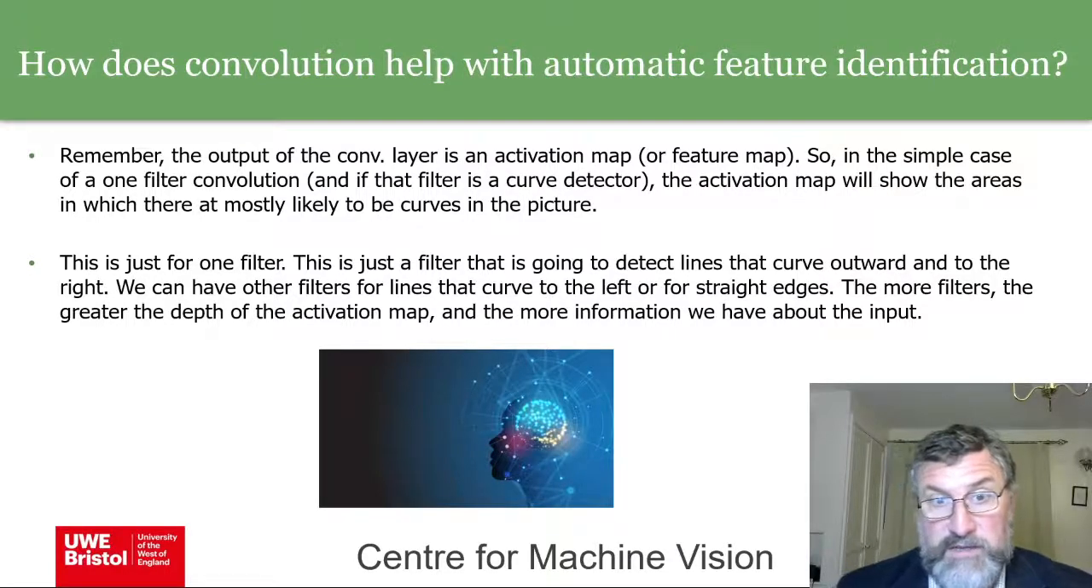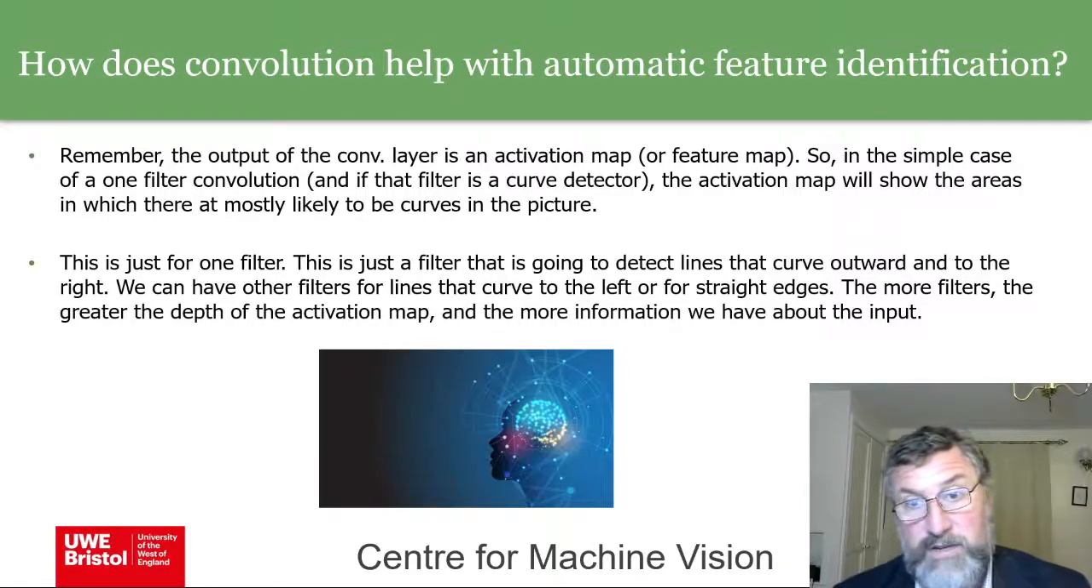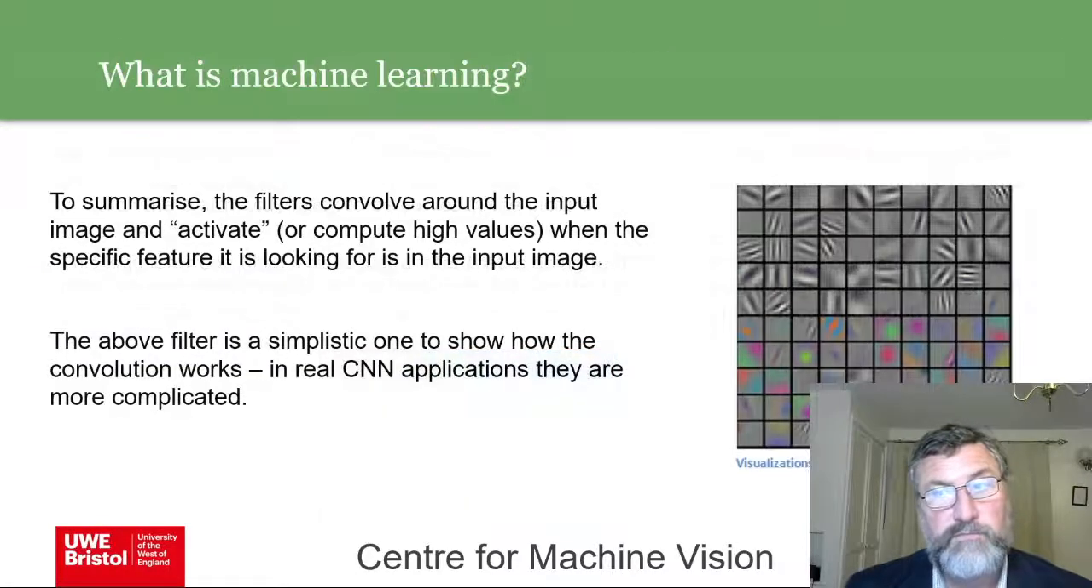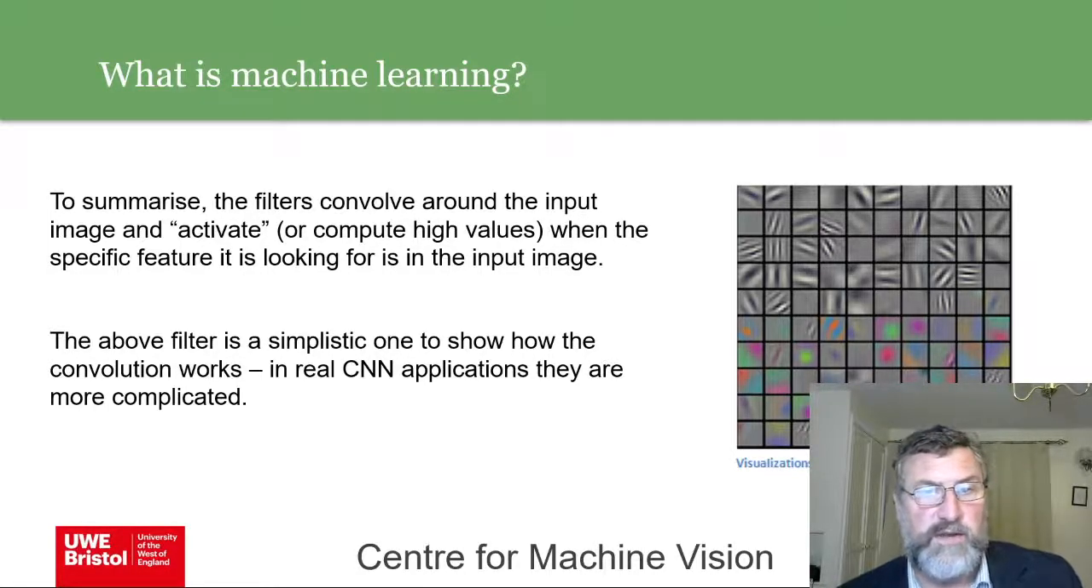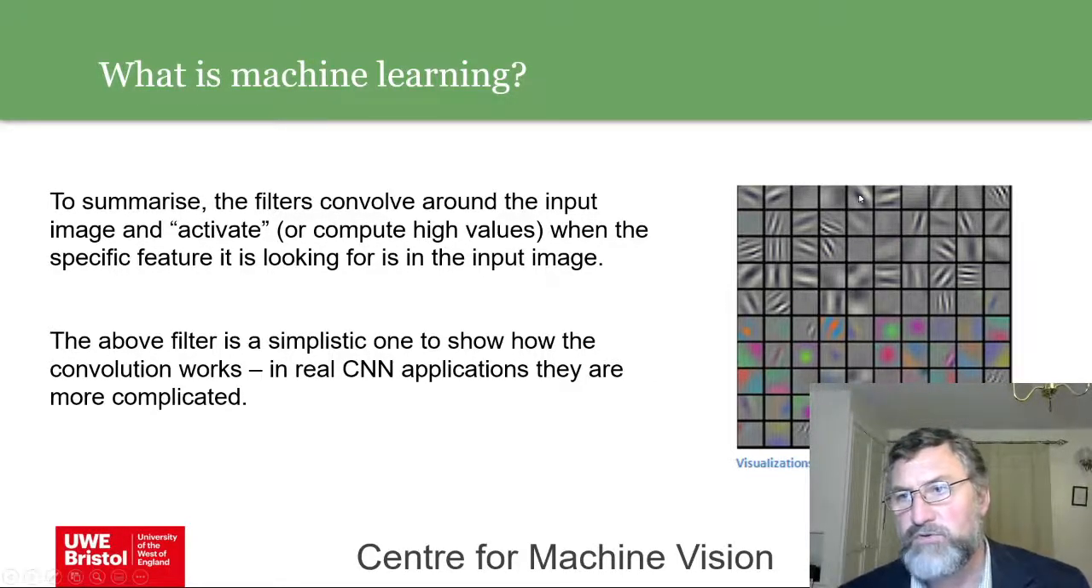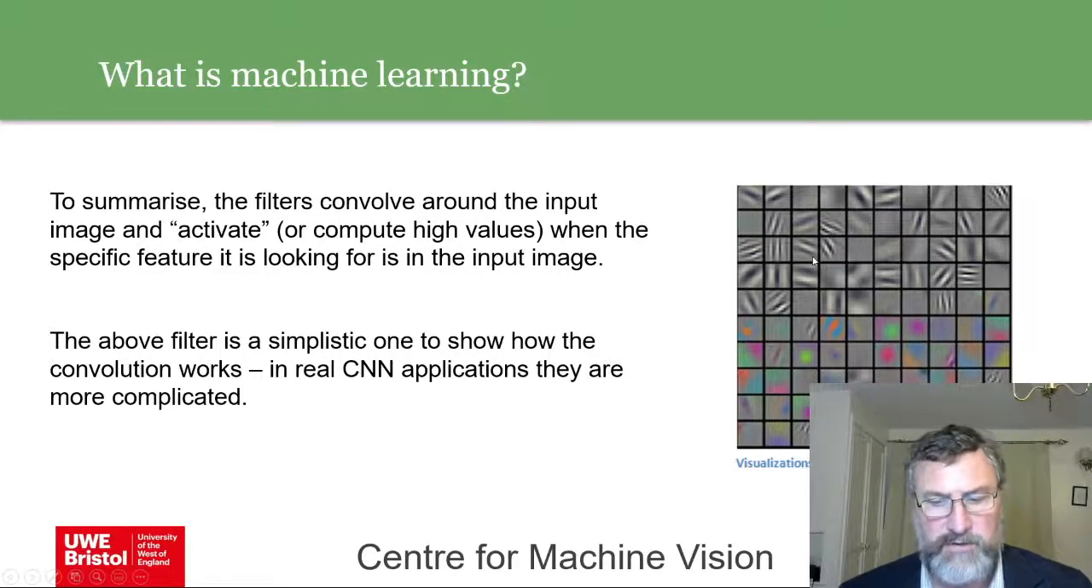Outward and to the right in this case, we have other filters, lines and curves in other directions and straight edges. The more filters, the greater depth of the activation map, and the more information we have about the input. We use different filters to work out what's going on in different regions of the image. And in reality, we convolve these filters around the input image and activate when specific features it's looking for is in the input image. Now, as I say, that was a simplistic one. Real CNN applications are more complicated, so you get a whole range of filters looking for different types of things in the image. These are visualizations of the kind of filters that might typically be used in deep learning.